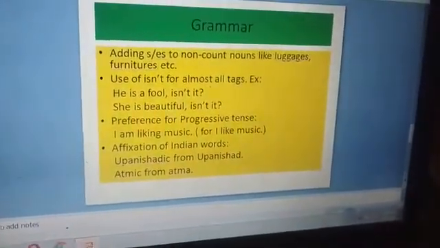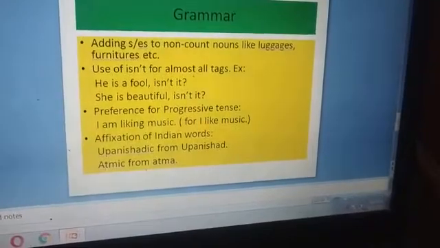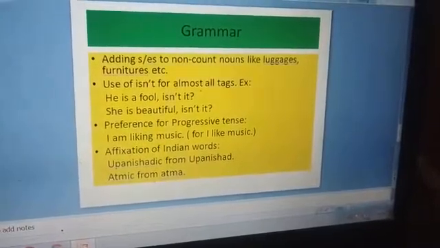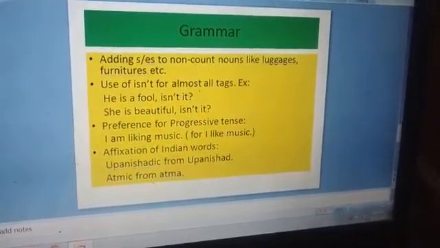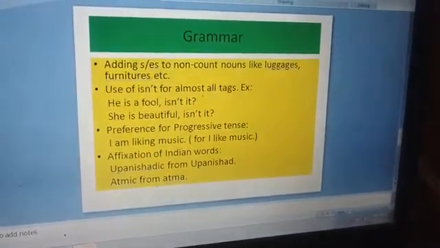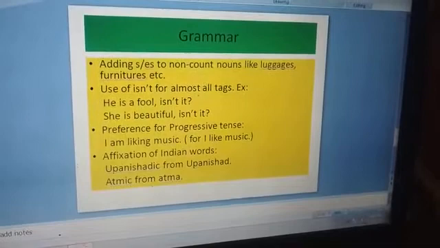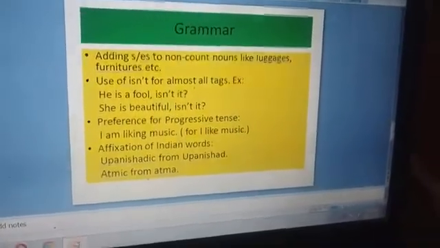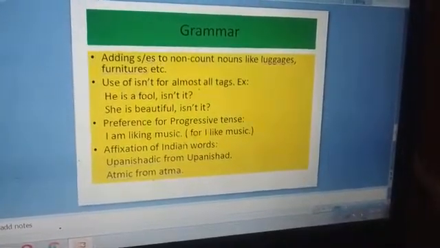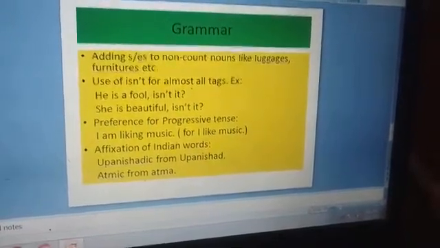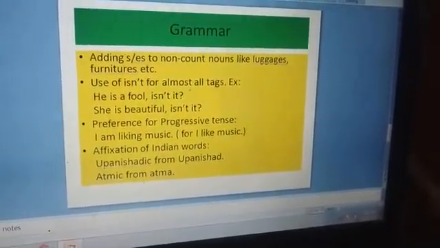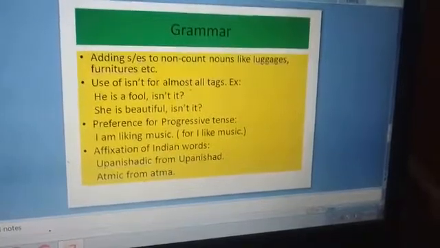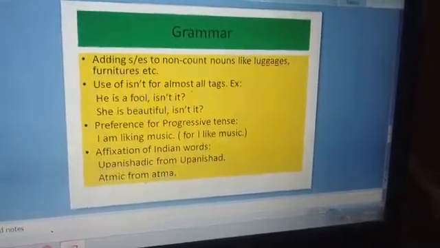In the field of grammar also, we have certain distinguishing features. We generally tend to add S or ES to non-count nouns like luggages and furnitures, etc., which are considered to be wrong, but we follow these practices. Then there is the use of isn't it for almost all question tags. Generally we do not use question tags, but even if we use them, the preferred tag in all cases is isn't it.